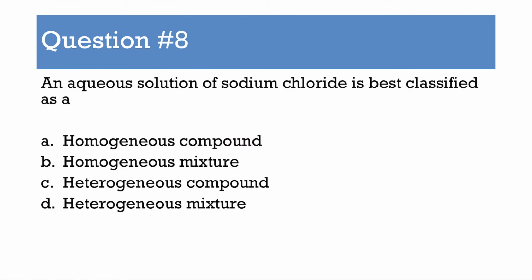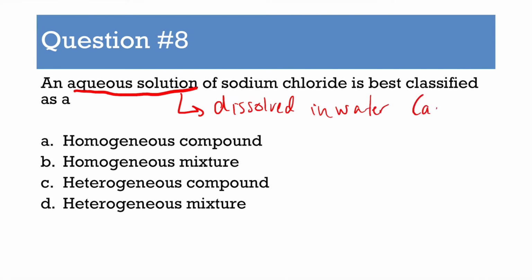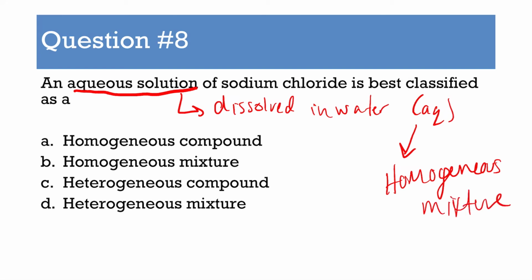Number 8, it says an aqueous solution of sodium chloride is best classified as. So again, aqueous solution means dissolved in water, and you'll see it written as AQ. And so whenever you see this, you should always think homogeneous, because if you think about salt water, you can't see the salt in the water if it's dissolved completely. So this is a homogeneous mixture, which is answer choice B.